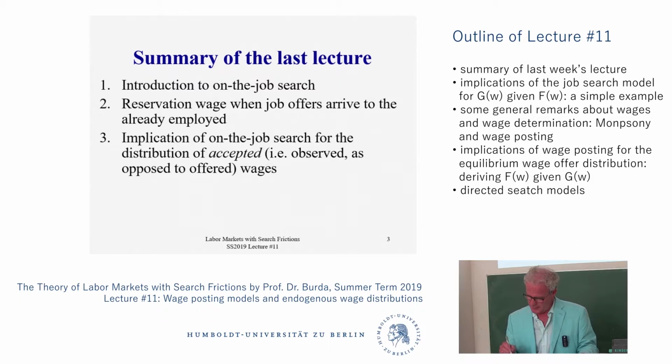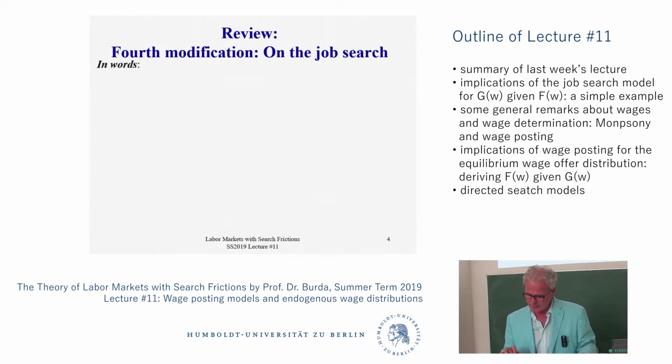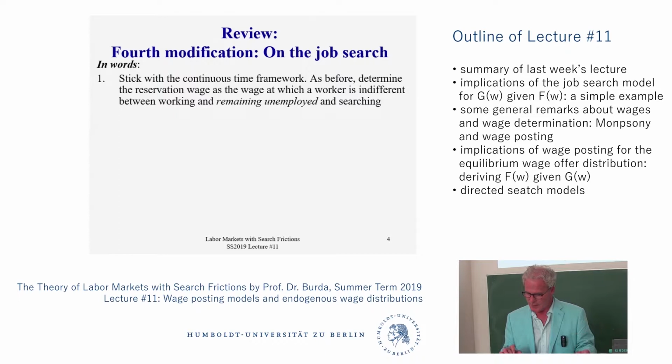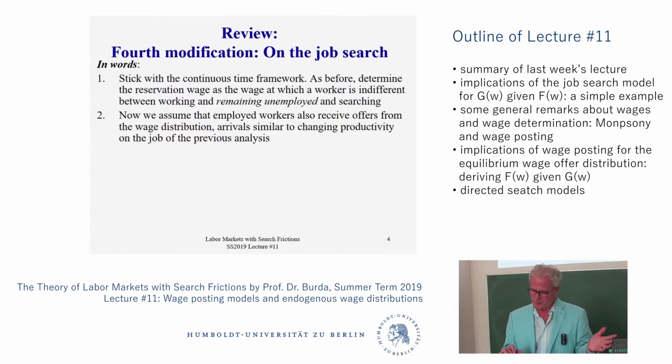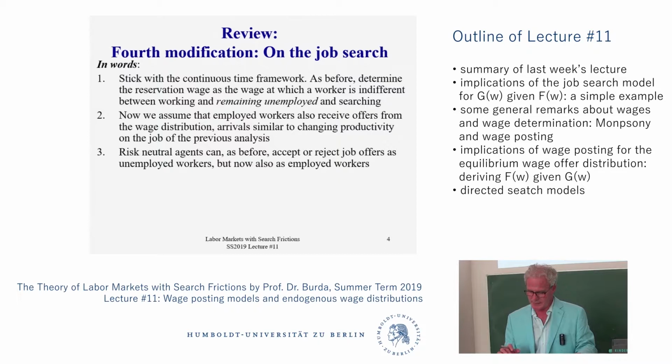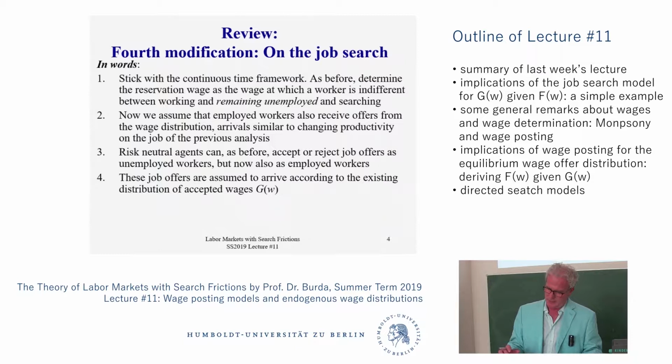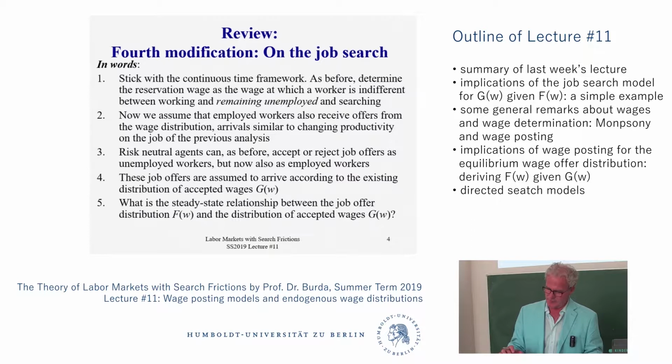So we had, in words, the following. We said, we're gonna have a continuous time framework. You can be unemployed, or you can accept a job offer that comes, but then you understand what happens after you get the job offer. You can get additional offers, and that can condition your willingness to accept. That'll be your reservation wage. Risk-neutral agents will consider this while unemployed, and this affects the distribution of G.